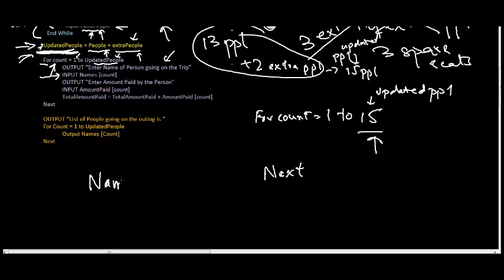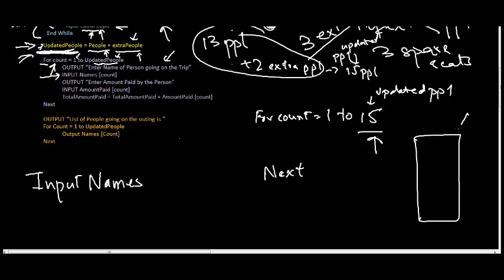So we can't simply do input names. You should remember that we set up an array called names, right? This was the identifier of the array. And in this array we were going to store string values, right? And we said that the starting element of this array is 1 and the final element is 39.